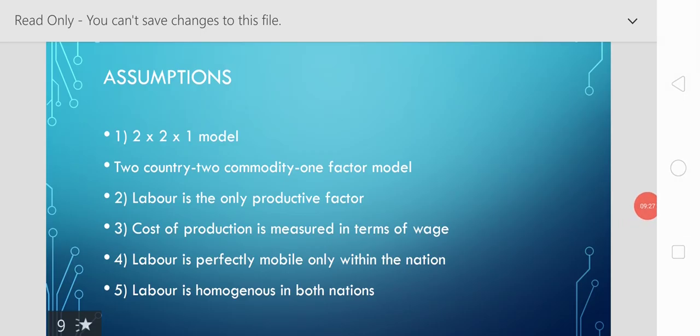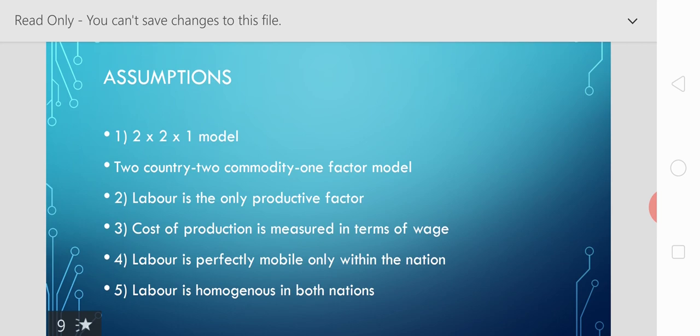So this trade model will be valid only when these assumptions are in practice. And this theory is valid only when there are only two nations, two commodities, and one factor. So that is a 2 into 2 into 1 model. Another assumption is that labor is the only productive factor. There are no other factors of production like capital. So capital's role has been ignored completely by both classical theories of trade. So labor is the only productive factor according to the theorists.